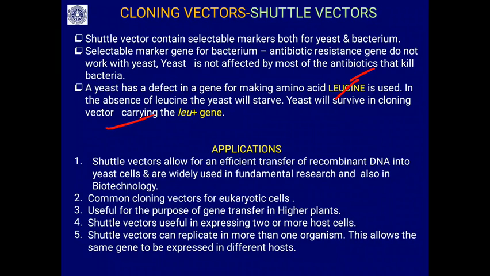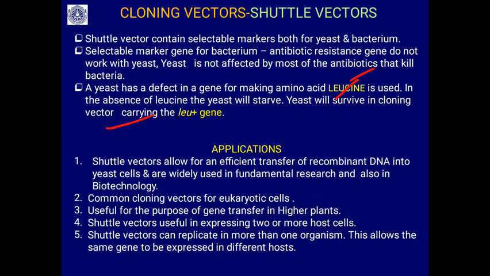What are the applications of shuttle vectors? Shuttle vectors allow an efficient transfer of recombinant DNA into yeast cells and are widely used in fundamental research and also in biotechnology. It is a multi-purpose vector. It can be used for plant gene expression, animal gene expression, or bacterial gene expression. It is a common cloning vector for eukaryotic cells. It is useful for the purpose of gene transfer in higher plants.